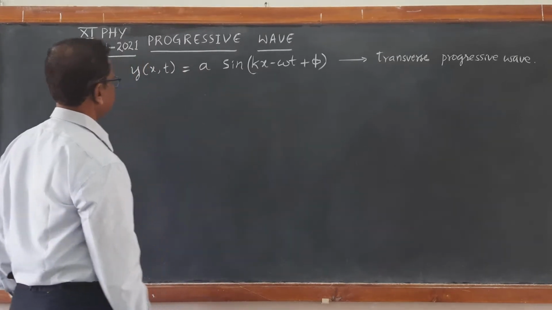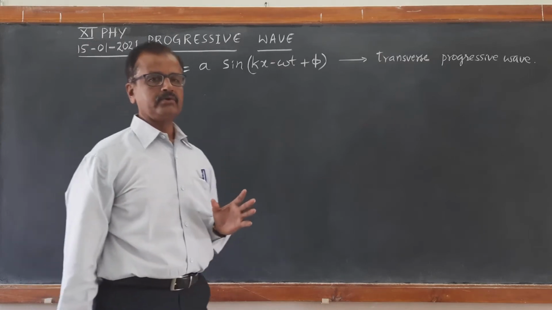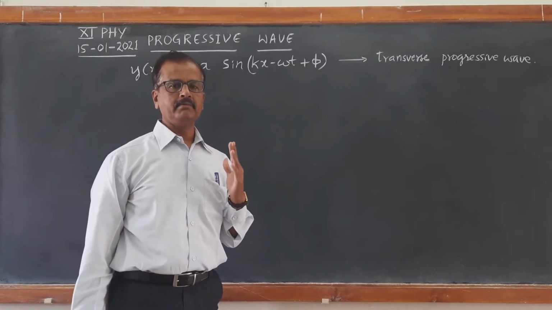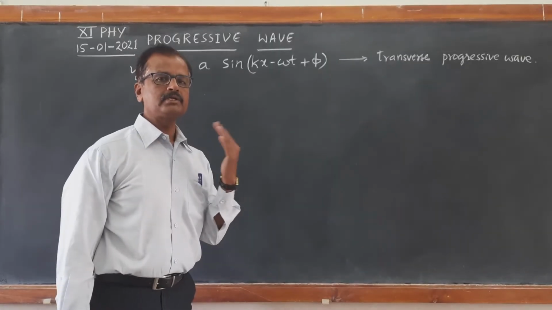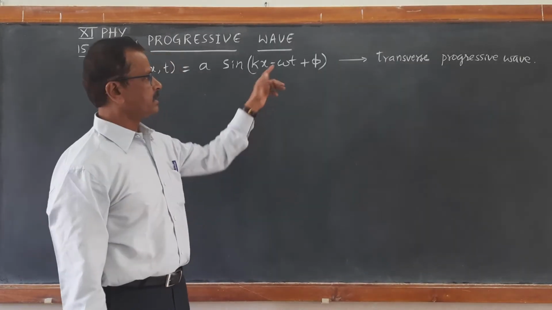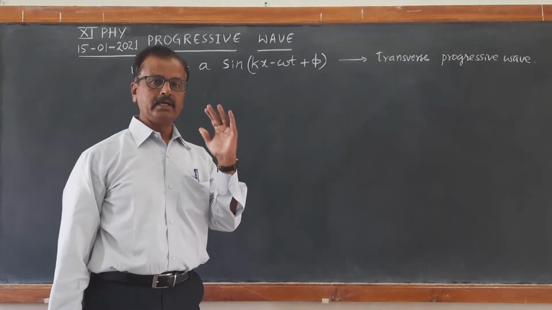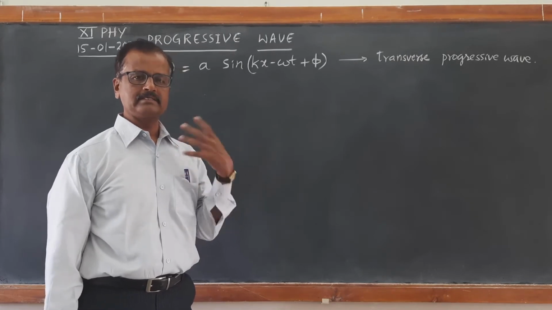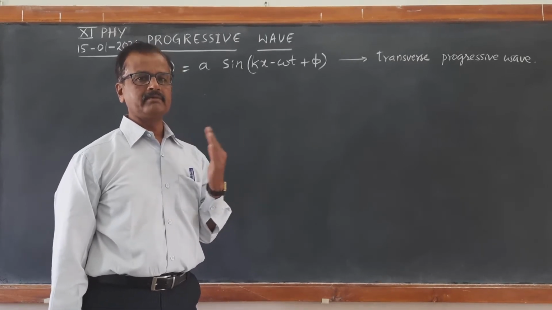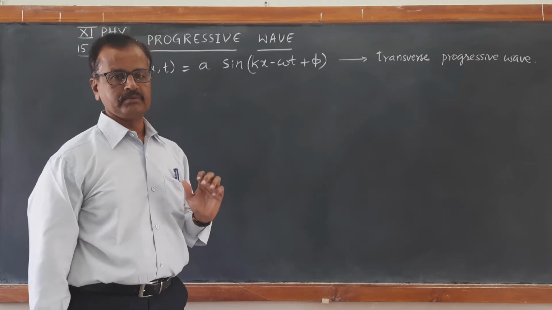In the same way, we can now write for a longitudinal wave. In the case of longitudinal wave, the particles of the medium oscillate, they vibrate along the direction of propagation of the wave. In the case of transverse wave, the particles of the medium oscillate perpendicular to the direction of the progressive wave. Whereas in case of longitudinal wave like sound wave, the particles of the medium oscillate to and fro parallel to the direction of propagation of wave.